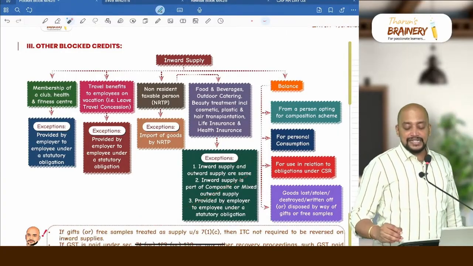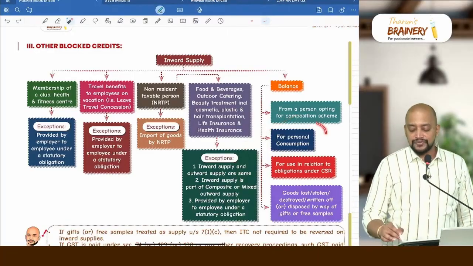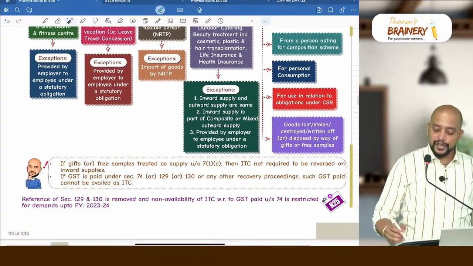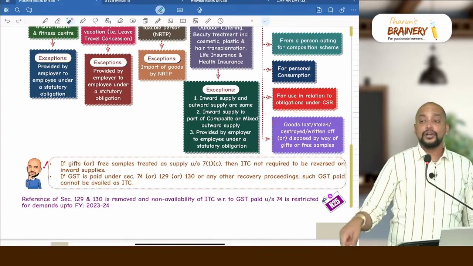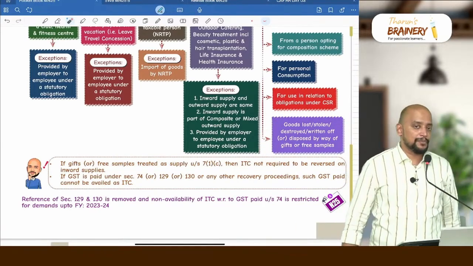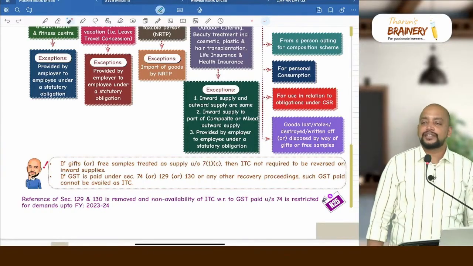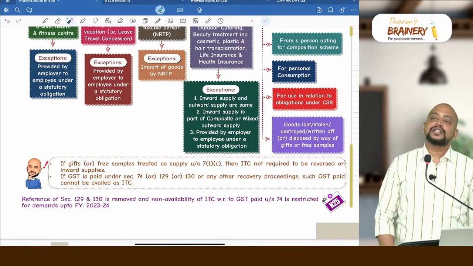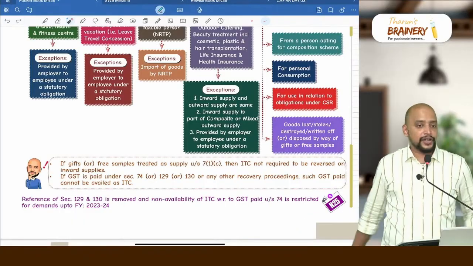Then if I am purchasing from a person opting for composition scheme, I cannot take ITC. If I am purchasing any goods for personal consumption, I cannot take ITC. If I am purchasing any goods for the purpose of CSR obligation under the Companies Act, I cannot take ITC. If the goods are lost, stolen, destroyed or written off or disposed of by way of gifts or free samples, ITC is not available. Purchased goods lost in floods or earthquake or fire accident, or destroyed, someone has stolen it or it has become obsolete so I have written off, or it has been distributed as gifts or free samples, I cannot take ITC.